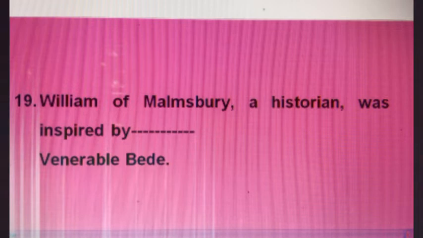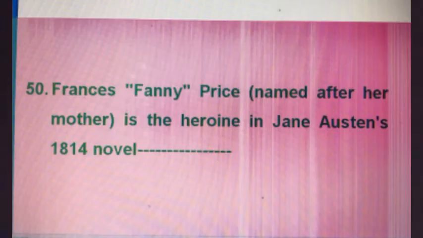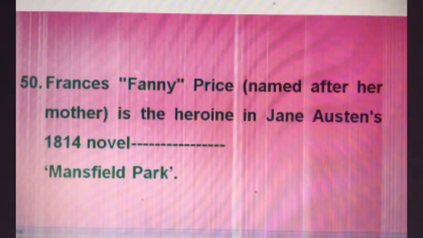Question number 20. Frances Price or Fanny Price, who is named after her mother, is the heroine in Jane Austen's 1814 novel Dash. Answer: Mansfield Park. Fanny Price, named after her mother, is the heroine in Jane Austen's 1814 novel Mansfield Park.